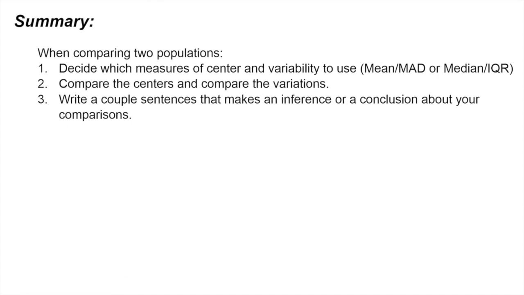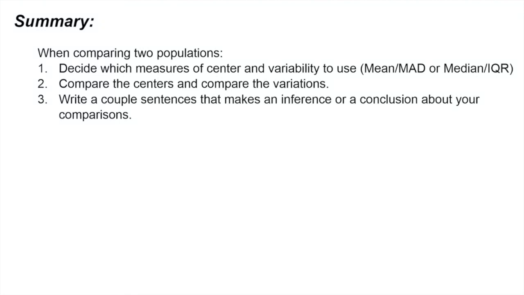So when comparing two populations, first thing we need to do is decide which measures of center and variability to use. Should we use the mean and the MAD, or the median and the IQR? And I just talked about that on the last slide of when to choose which one. Now, what you don't want to do is mix the mean with the IQR or the median with the MAD. They just don't go together. The mean and the MAD go together. They're like peanut butter and jelly, and the median and the IQR are like ketchup and mustard. You don't want ketchup and jelly, and you don't want peanut butter and mustard. It just doesn't go together.